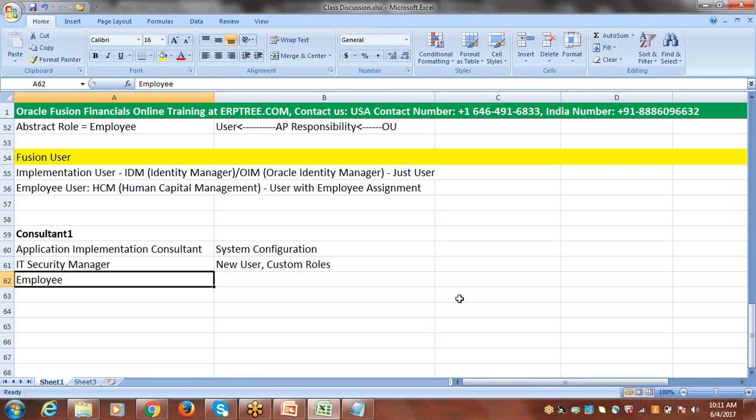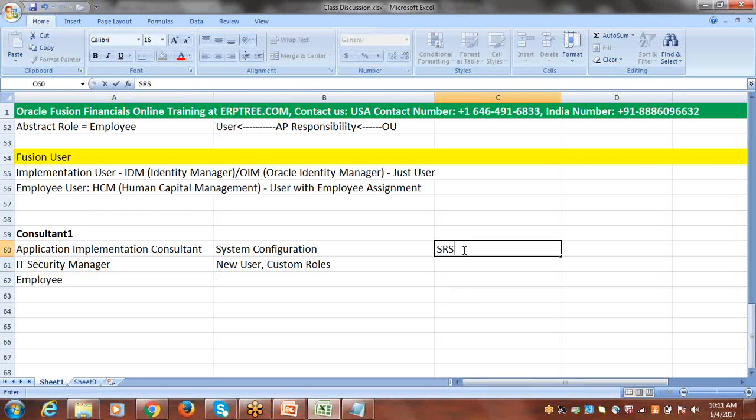Otherwise, at least you can navigate, but the list will be blank. If you assign a responsibility to the user, you will have access to the SRS window. Any responsibility you take, you will have access to the SRS window. So in EBS we call it SRS, the Standard Request Submission window.